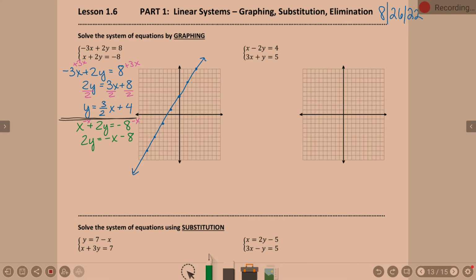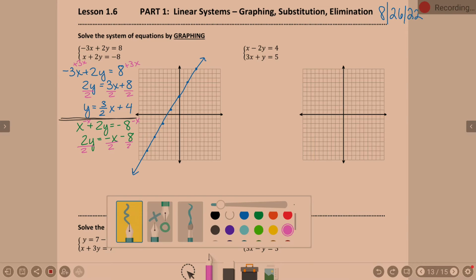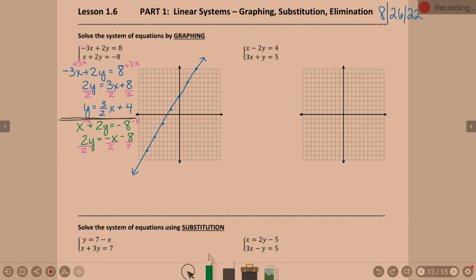Okay. So we're going to subtract x. 2y equals, now, negative 8 minus x. Again, I reversed it. You may or may not. Negative x minus 8. And then we're going to divide by 2. And we divide by that 2. You're dividing everybody by 2, yes? Yes. So the y equals is the easy part.